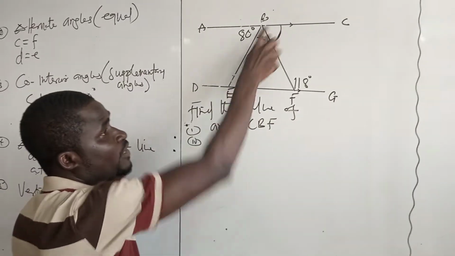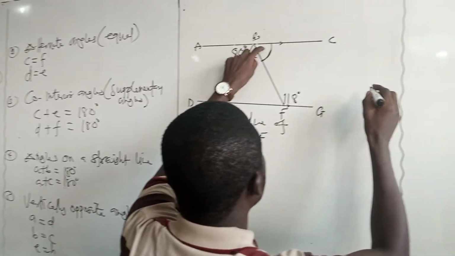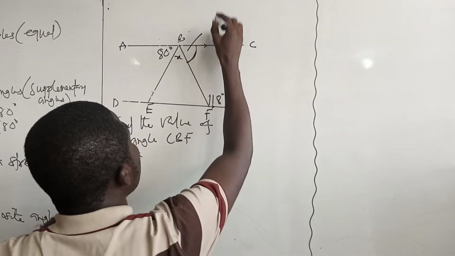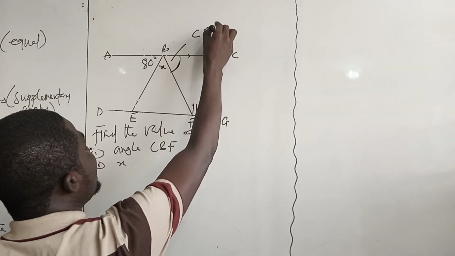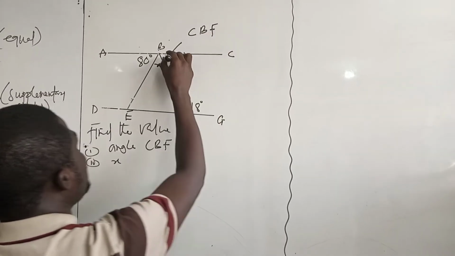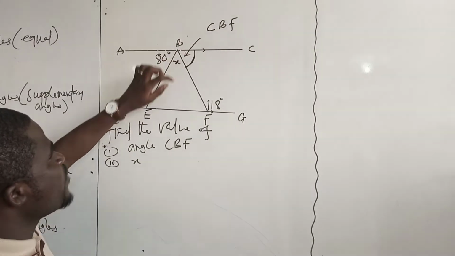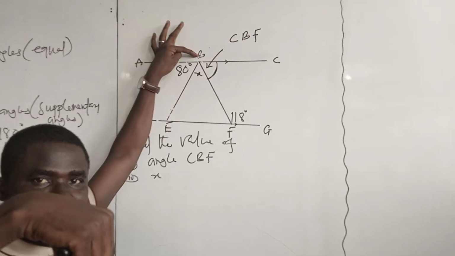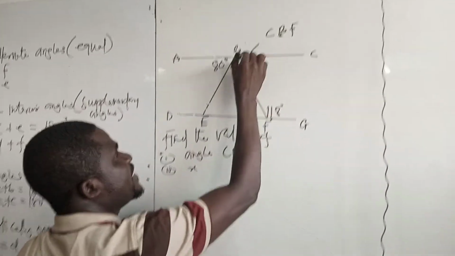So this angle here is what you call angle CBF. Always the angle should be in the middle. The angle should be in the middle. So you can see that the B is in the middle here.